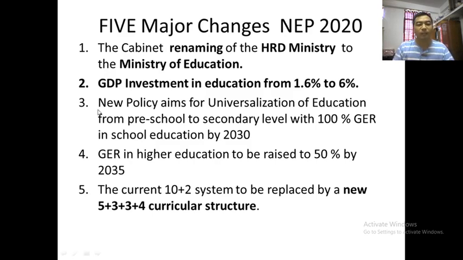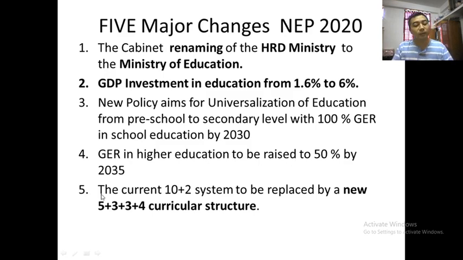Another major change we see is the new education policies aim for universalization of education from preschool to secondary level with 100% gross enrollment ratio in school education by 2030. Number 4 change was gross enrollment ratio in higher education to be raised to 50% by 2035.